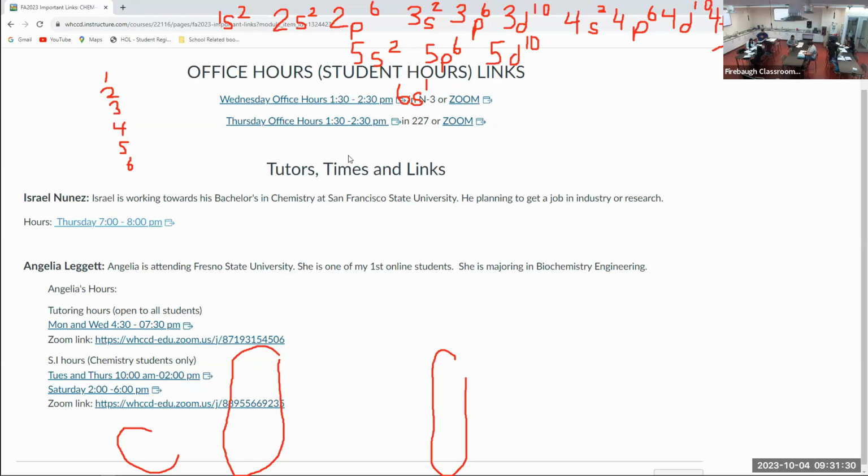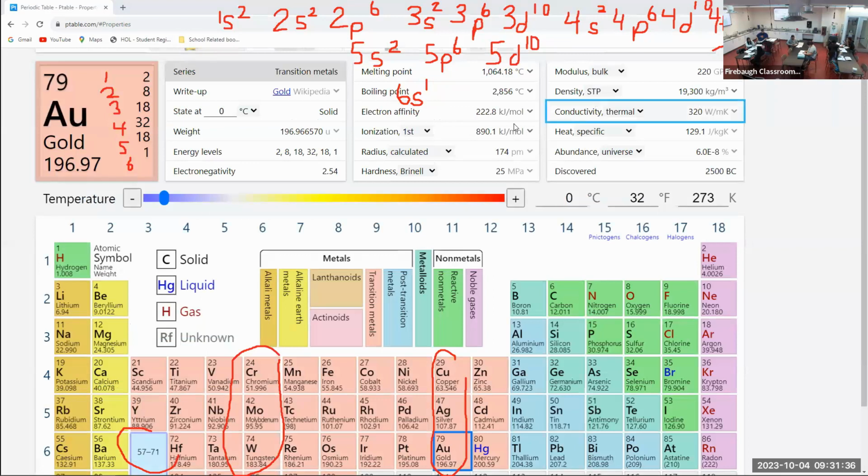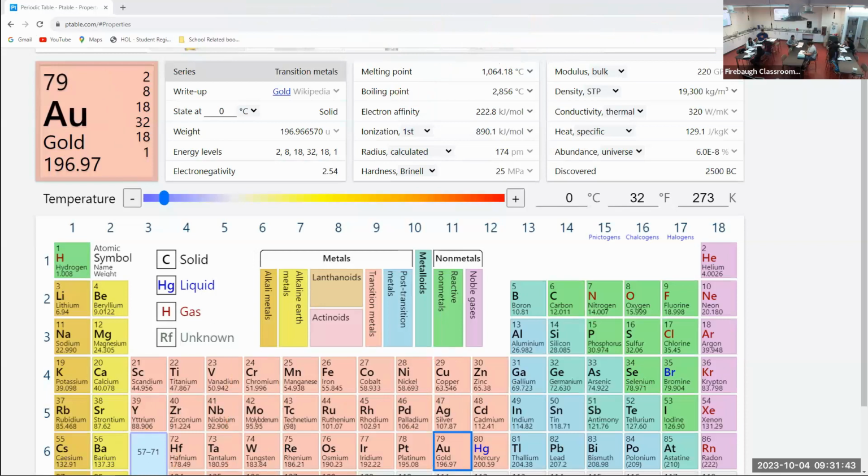Okay, so let's get started. Let me preach to you about electron configuration. Can I erase this? You got that? Okay, so the simplest way to understand electron configuration is to use your periodic table, right? Because your periodic table is based upon electron configuration.